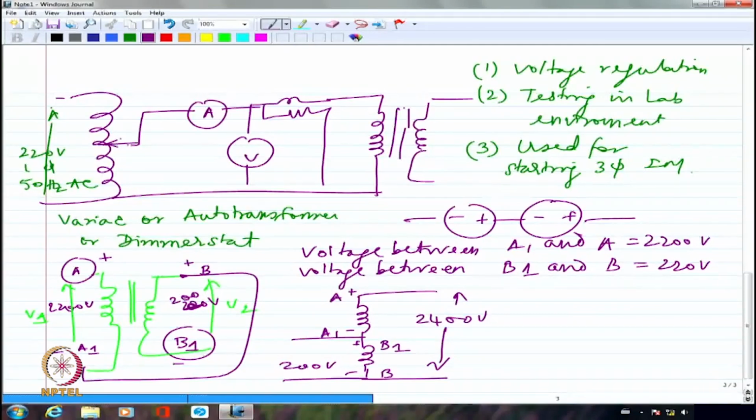So series addition and series opposition, I have to just invert. That's all. Got it? Can we proceed to the problem?